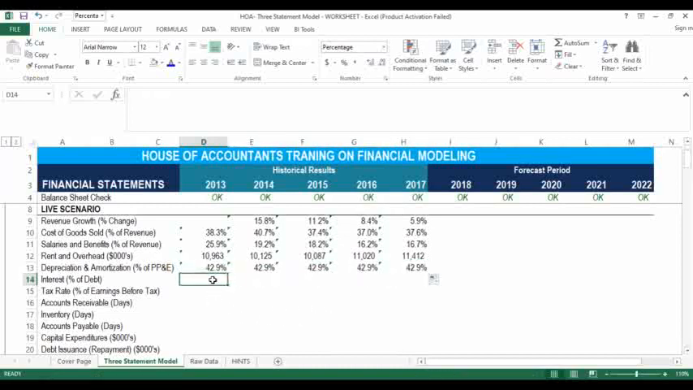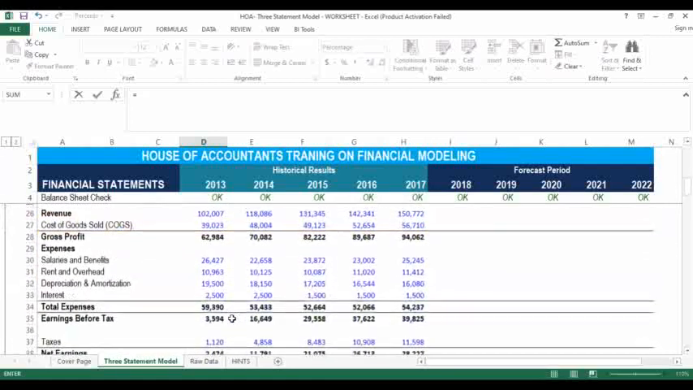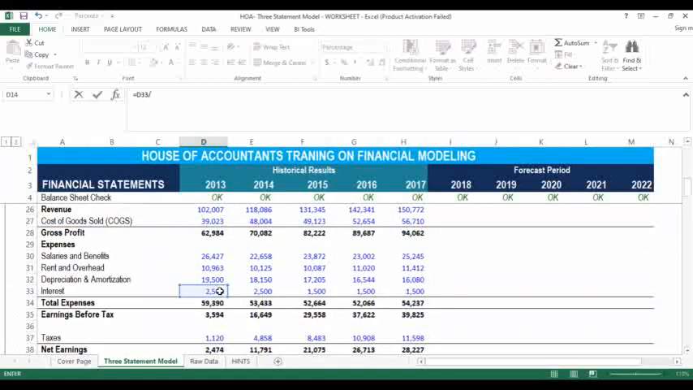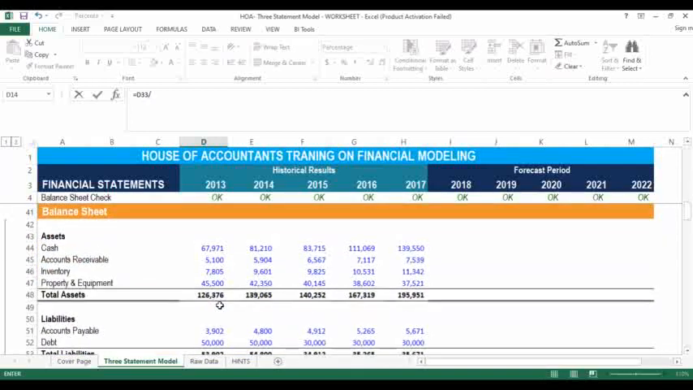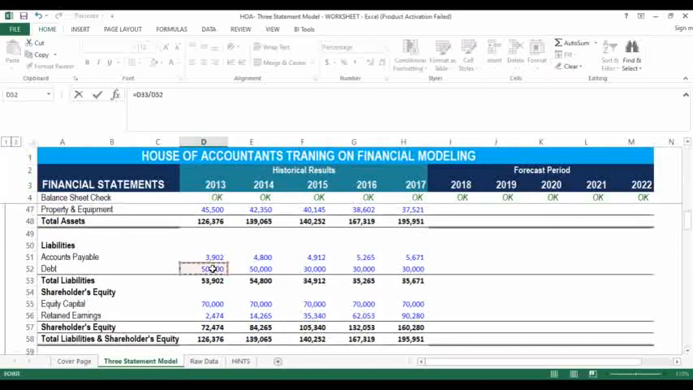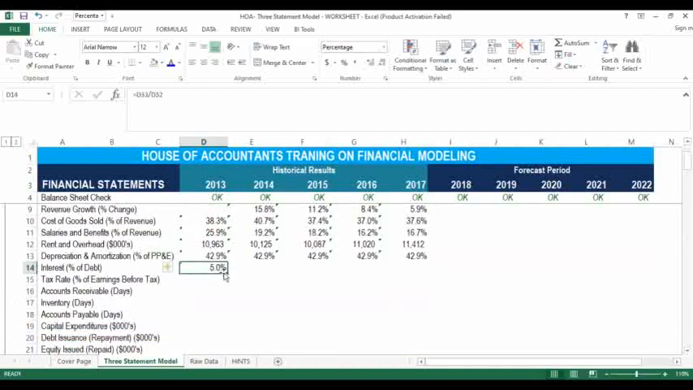Then interest on debt is going to be interest over debt. So what is the interest over debt? Interest is also here, divided by debt. Debt is coming from here. And we are good to go. Drag it down as well. All of these, if you check the assumptions given to us, all these percentages were given to us in our assumptions.